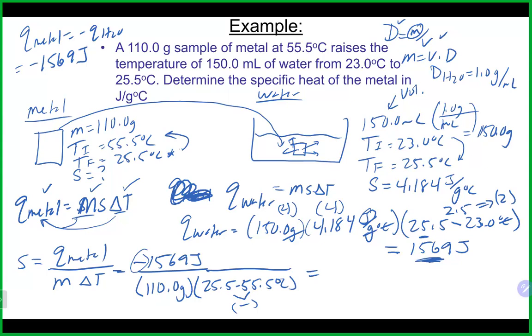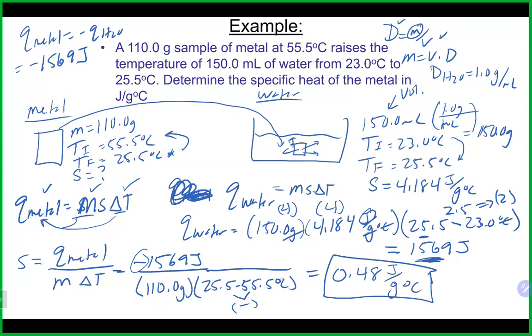So we'll do minus 1569. Come here. 1569 divided by 110 divided by our 25.5 minus 55.5. Gonna get us a 0.48. Once again, here the units are not going to cancel, so it'll be joules per gram per degree Celsius.